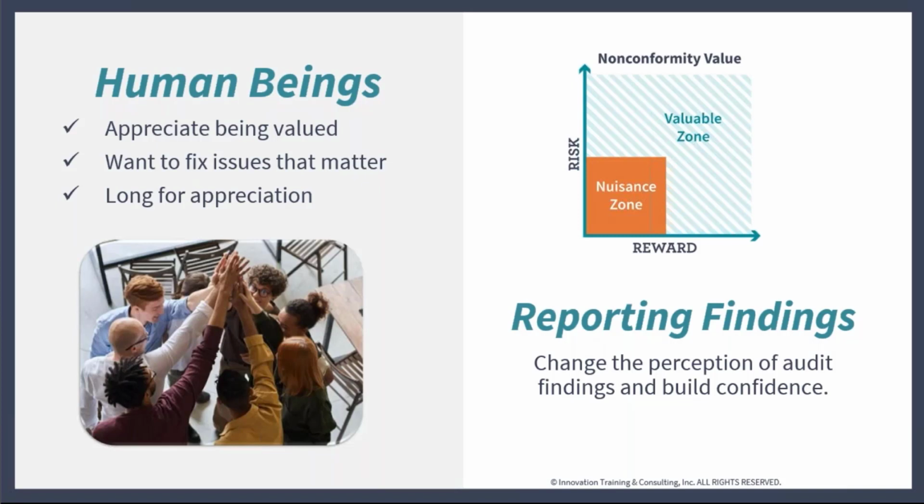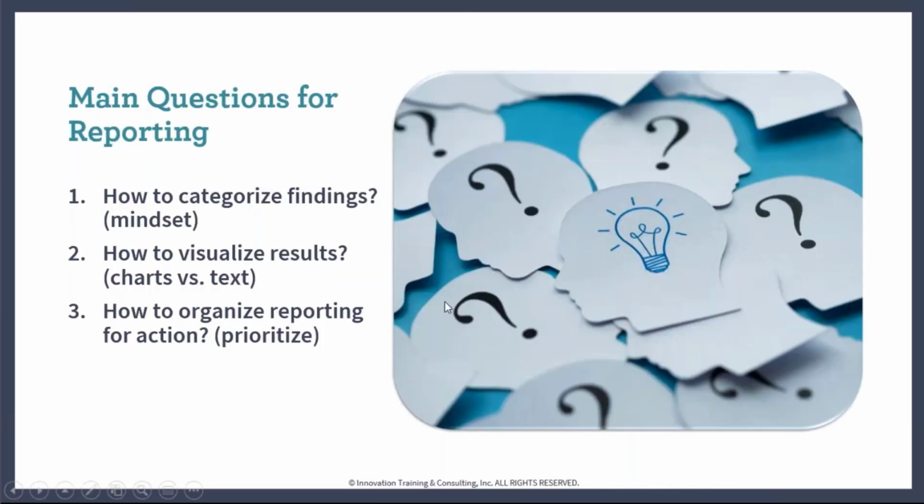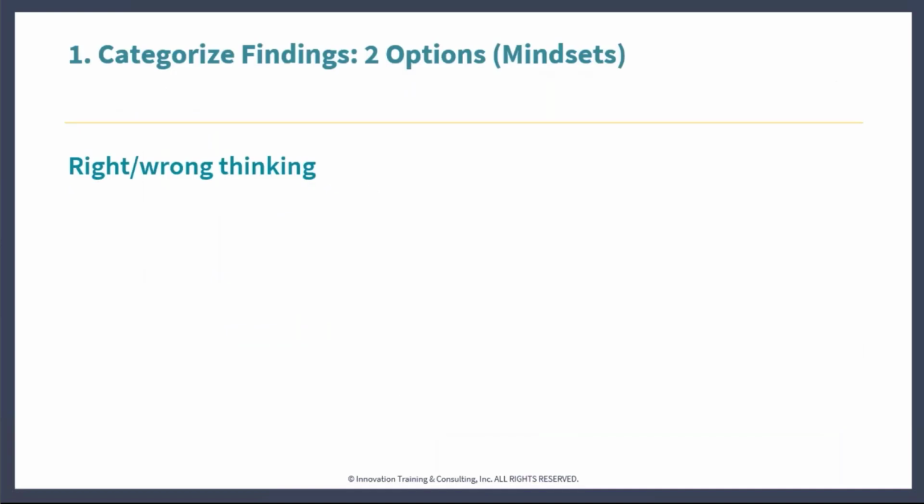So I've broken out 3 main questions for reporting. What's our mindset when we categorize the findings? Can we visualize them? And how do we prioritize action? So in the mindsets, many people are in this field of conformity and nonconformity, like black and white, off or on, like a light switch.